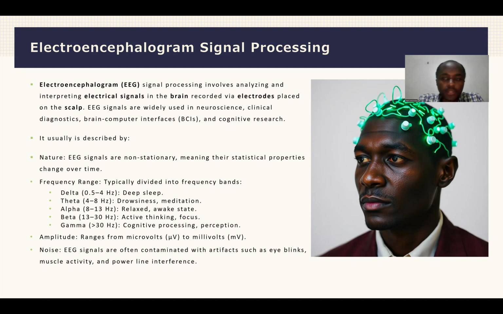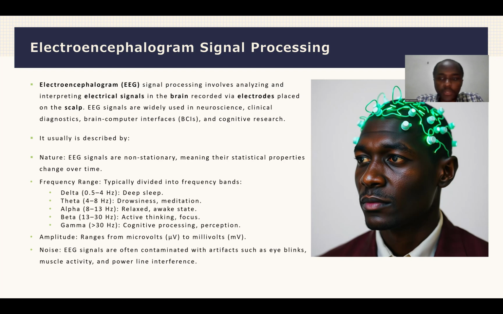Proceeding to the next part of the slide, it usually is described by the characteristics. It talks about the nature. What do I mean by that? The nature: the EEG signals are non-stationary, meaning their statistical properties change over time. To elaborate more, the signals are highly variable and influenced by both internal brain activity and external disturbances, that is the artifacts.